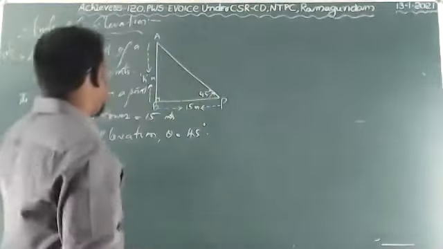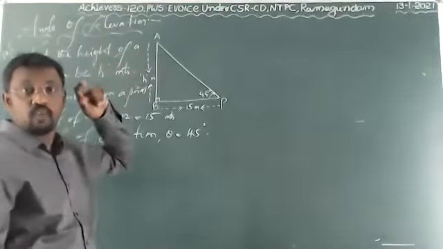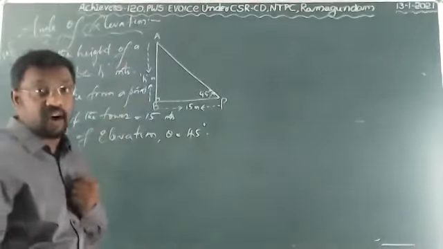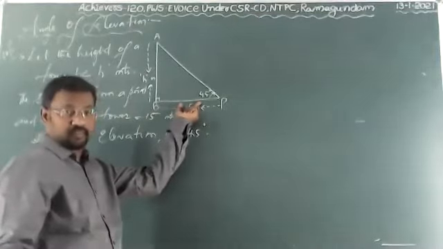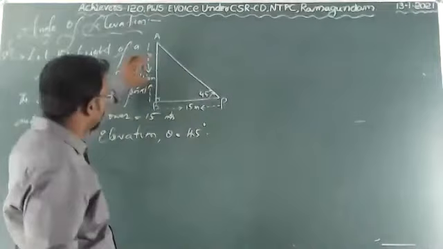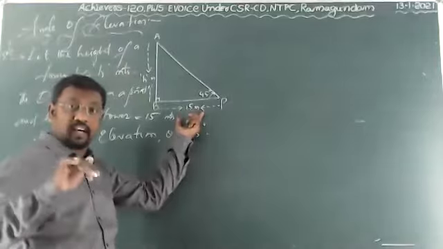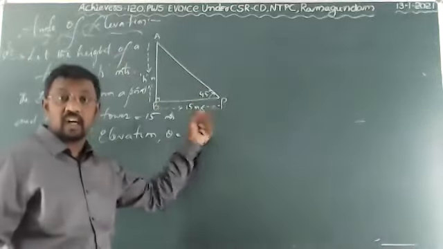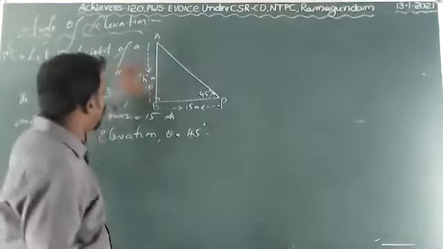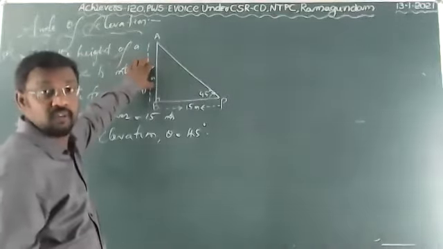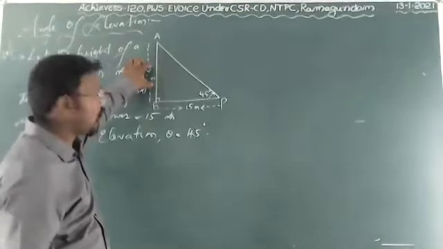Now what do we have to find here? Height. The most important thing is what is the ratio? Which side do we have? Horizontal line, which is the adjacent side. And what do we have to find out? Height, nothing but the opposite side.